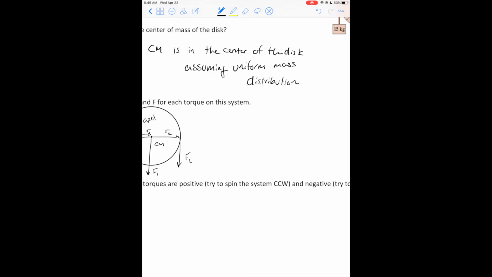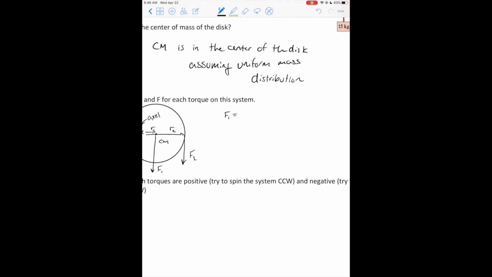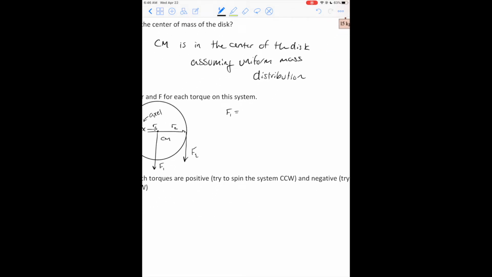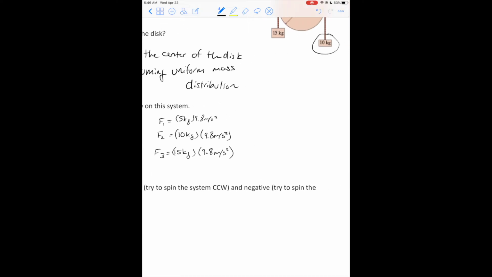Right. So if I'm just kind of labeling all of these things, I can say that F1, just to remind myself, this thing has 5 kilograms of mass. And so I'm going to have 5 kilograms times 9.8 meters per second squared. F2 is going to be 10 kilograms of mass hanging off this thing, 9.8 meters per second squared. F3 is 15 kilograms, 9.8 meters per second squared.